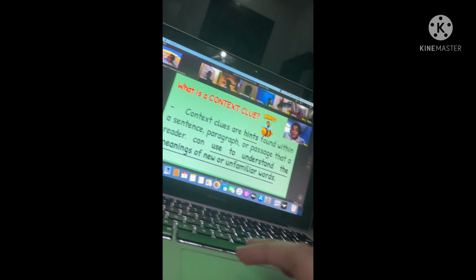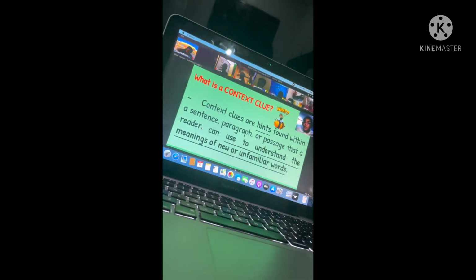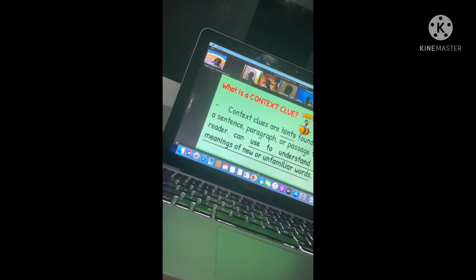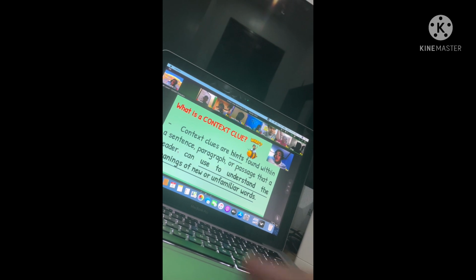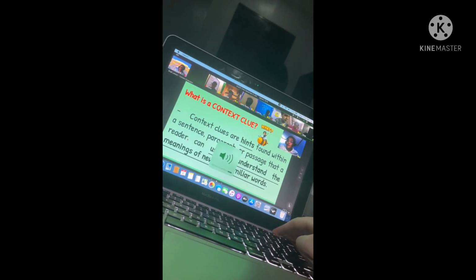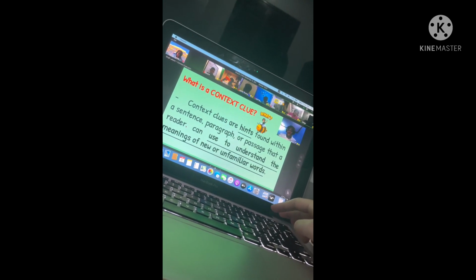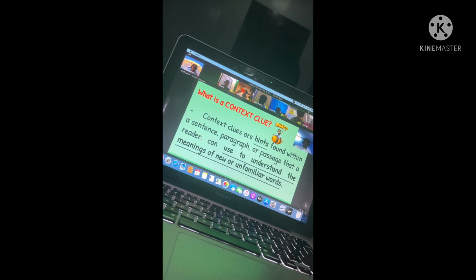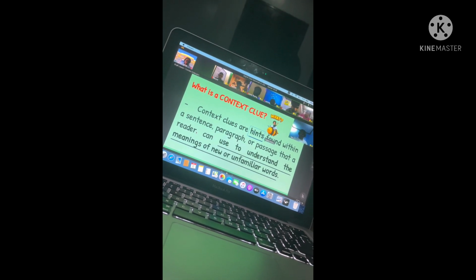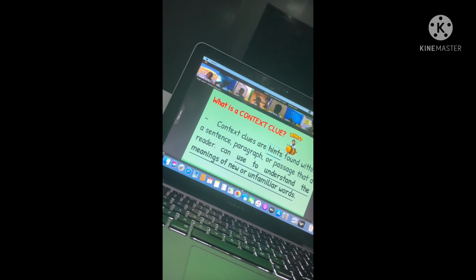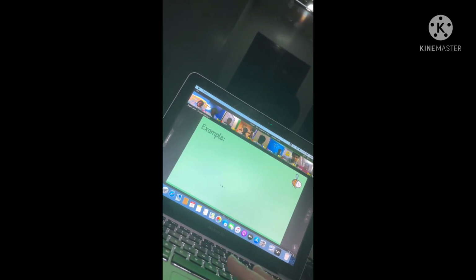Context clues are hints found within a sentence, paragraph, or passage that a reader can use to understand the meanings of new or unfamiliar words. So for example, meron kayong hindi naintindihan sa sentence, but using context clues or hints, you will understand the meaning of that specific word. Okay? So context clues are hints. Thank you, GM. Hints, tandaan nyo.